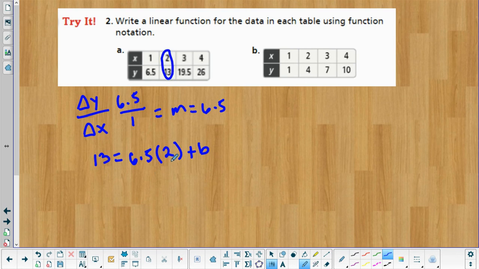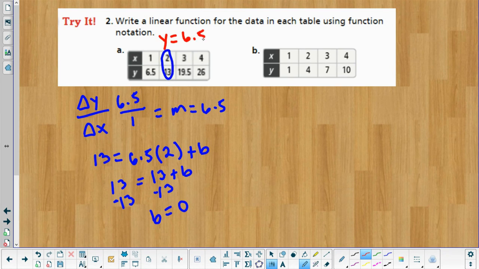So 6.5 times 2 gives me 13, plus b. And if I subtract 13 from both sides, I see b equals 0. So when I'm writing my equation, I have my b, I have my m. This one's going to be y equals 6.5x. There is no y-intercept.